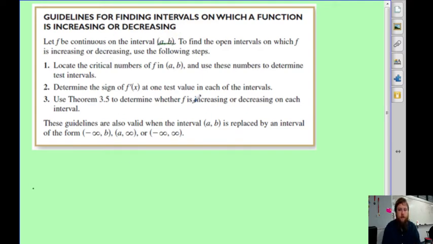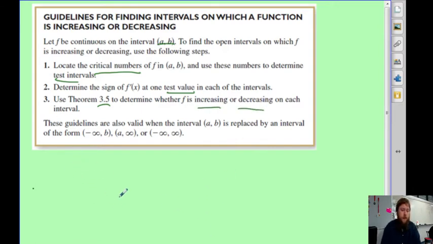Let's say you're on some interval a to b. The way you figure out where the function is increasing and decreasing is you first have to find the critical numbers, and we've discussed those strategies last chapter. Then we use those to determine our test intervals. You want to test between every critical number. Then you determine the sign of f prime of x by using a test value. Then you use Theorem 3.5: the derivative is positive or negative, to determine where it's increasing or decreasing.